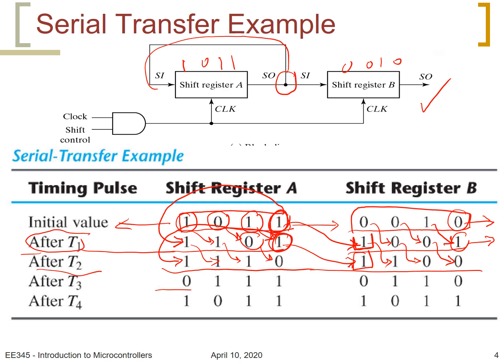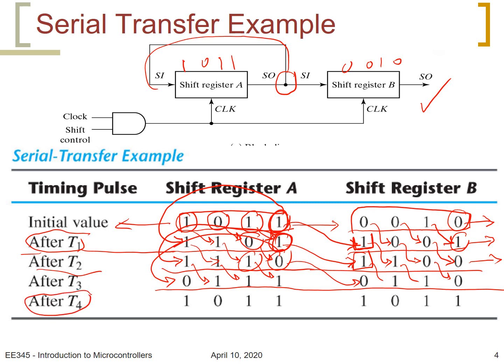After T3 now, we can go faster as a matter of fact. This bit will disappear. The 0 comes here, 1 comes here, 1 comes here, and this 0 comes here, and will also come here, and the 1 here comes this way, this way, this way. And finally, after T4, after the last timing signal, this 0 will disappear, and the 1 comes here, 1 comes here, 0 comes here, and this one comes to B, and in A, this one comes here, this comes here, this 0 comes here, and this one goes here.